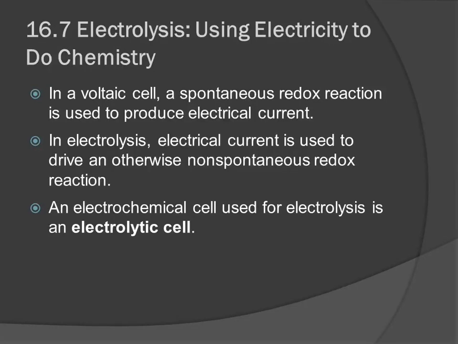So voltaic cells generate electricity from spontaneous reactions. We can also use electricity to drive otherwise non-spontaneous reactions that we may want to occur. So when we use an electrochemical cell for electrolysis, we call it an electrolytic cell. Sort of sounds like the word catalytic. So we're using electricity to cause this reaction to go.